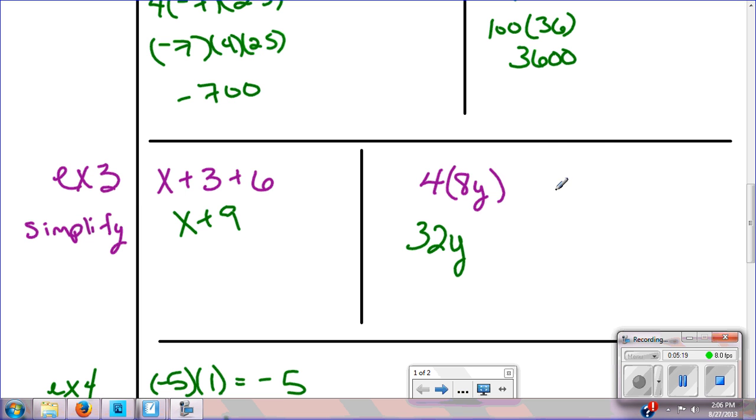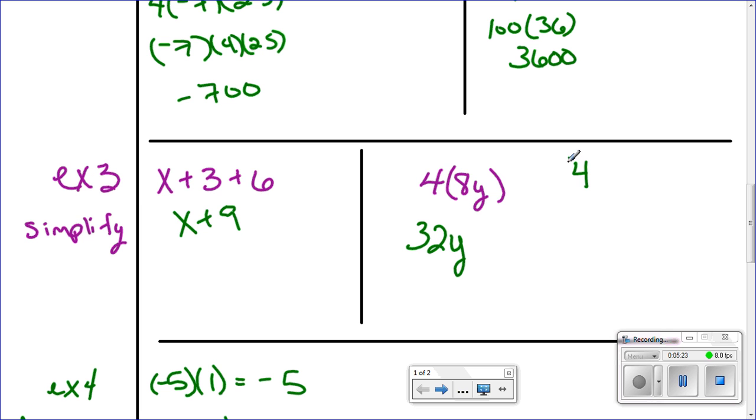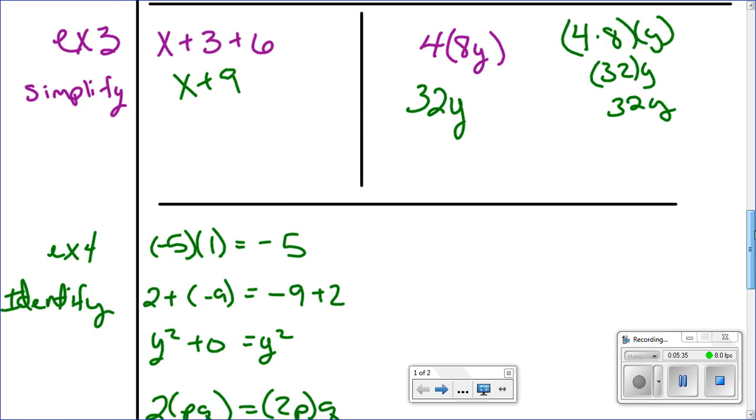Another way to think about this is using the commutative property of multiplication. If we were to regroup this as 4 times 8 times y, we would have 4 times 8 is 32 times y, which is 32y. So the same answer, just a different way of getting it.